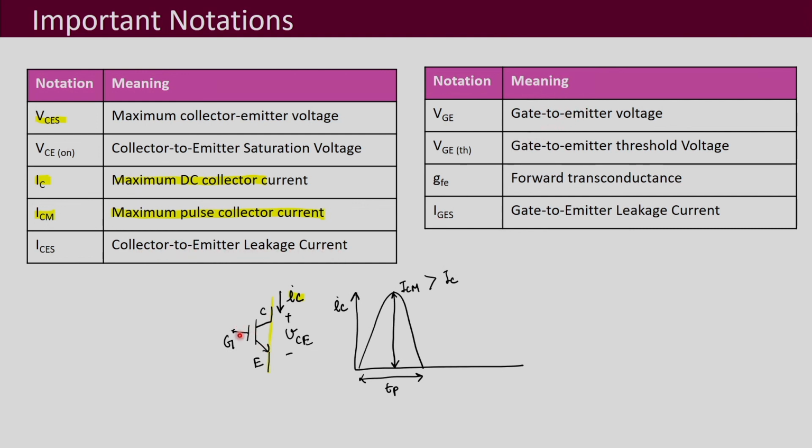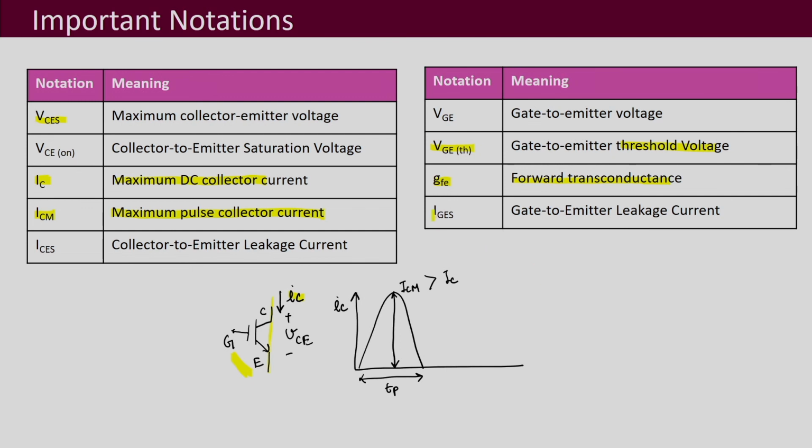Then what could be the gate emitter voltage, VGE, that is your gate to emitter voltage. Then what could be the threshold voltage, which is the minimum voltage that you require to drive this IGBT and for it to start conducting. So, that is your threshold voltage. Then forward transconductance, this we had discussed before what it is. That also is usually provided in the data sheets.